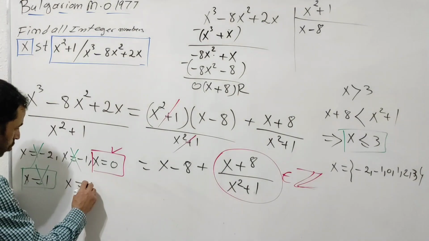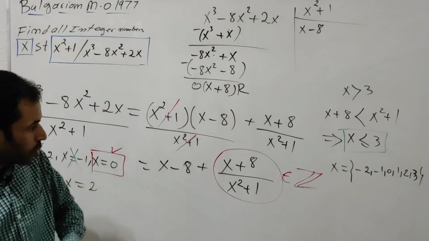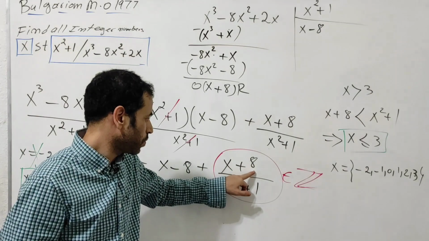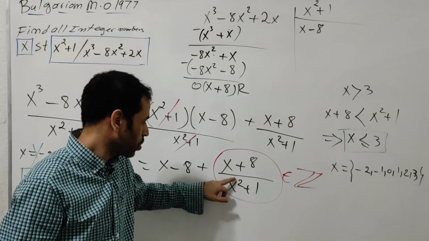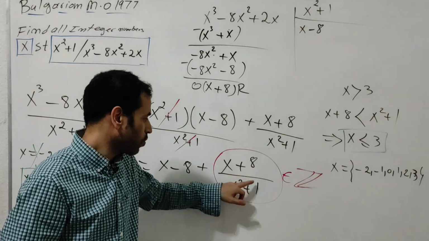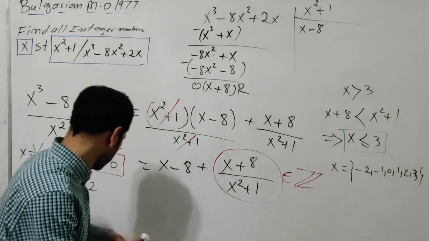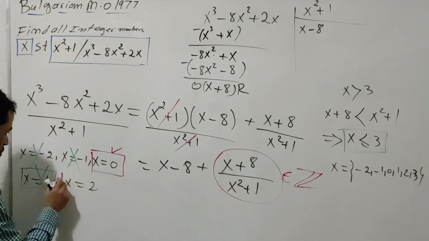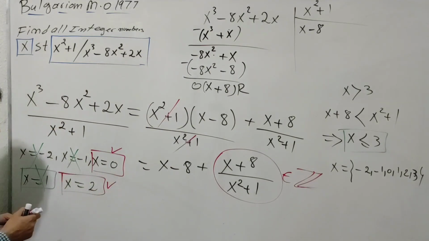I'm going to check x equals 2. Okay, x equals 2: 2 plus 8 is 10. In the denominator I get 2 squared, 4, plus 1 is 5. So that means 10 over 5, which is an integer. Okay, that means x equals 2 is a solution as well.